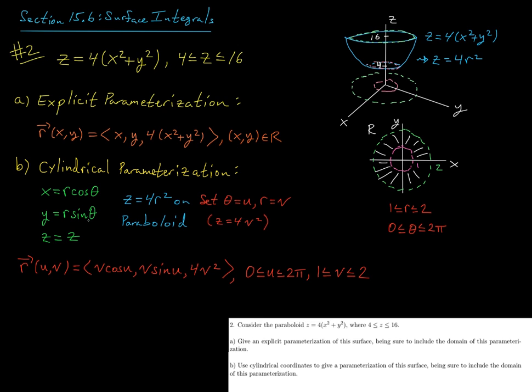And so then these equations here just become v cos u, because again, r is v and theta is u. And then we get v sine u for the j component. And then for the k component, which is just z, that's going to be 4v squared. And here, u, which again is just theta, varies from 0 to 2 pi, and v, which is r, varies from 1 to 2. All right, well, that's going to do it.